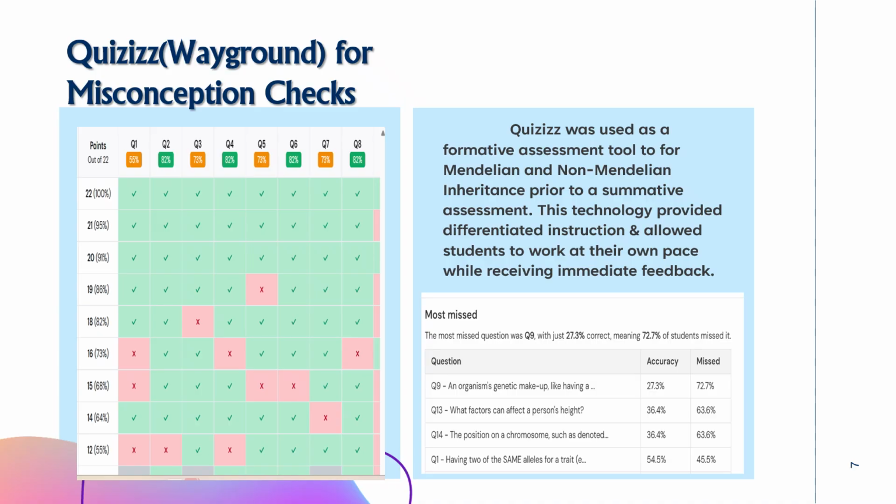Quizzes. This example took place during our genetics unit, specifically while covering Mendelian and non-Mendelian inheritance. I used quizzes as a formative assessment before the unit test. This slide shows sample questions and the data report. I chose quizzes because it allows students to work at their own pace and provides immediate feedback while also giving me detailed data. My goal was to identify misconceptions and allow students to self-check their understanding. This worked well because the data helped guide review sessions and the students were better prepared for the summative assessment.